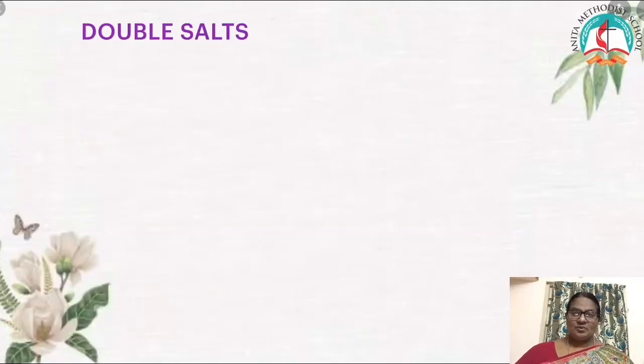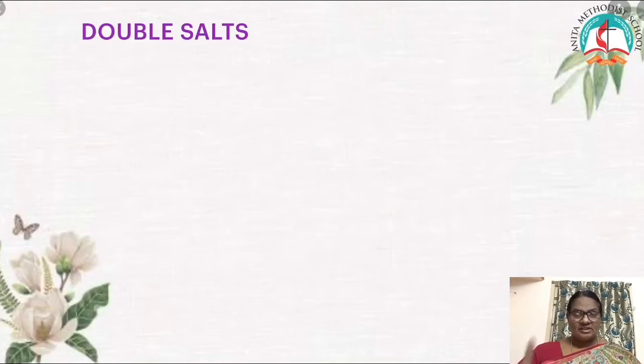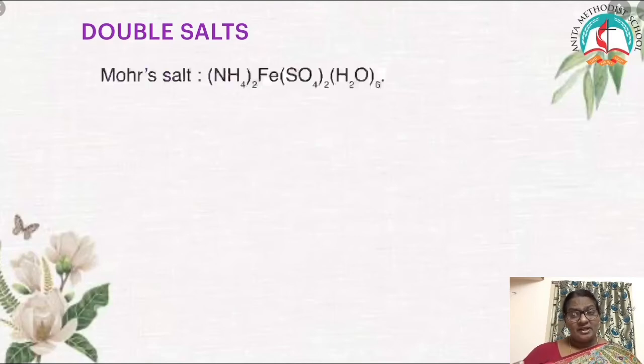First, let us see what are double salts. You know about simple salts which you studied last year. Every simple salt contains one cation and one anion. In double salts, there will be two or more cations and one anion. So let's see an example here.